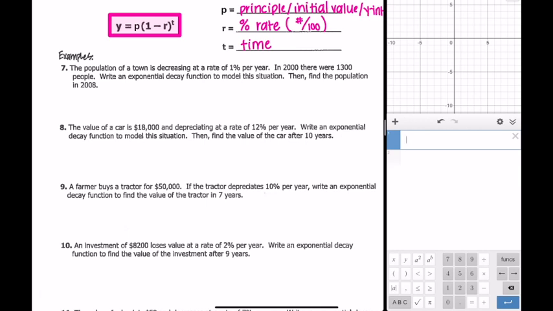Okay, example 7. The population of a town is decreasing at a rate of 1% per year. In the year 2000, there were 1,300 people. So our initial amount, P, is 1,300. Our rate is decaying by 1% per year. Now remember, 1% is 1 out of 100, which is 0.01. And T represents how often does that rate occur. 1% per year, so years is our T.